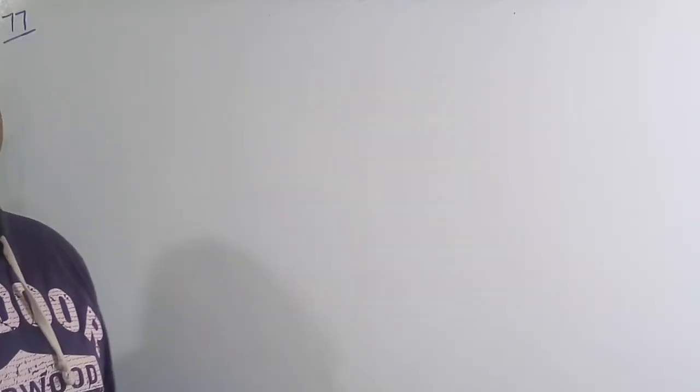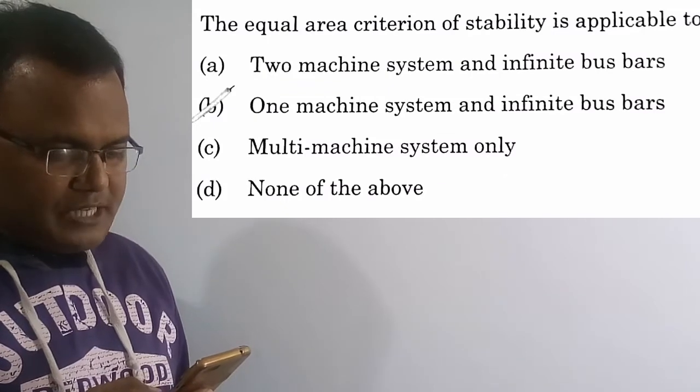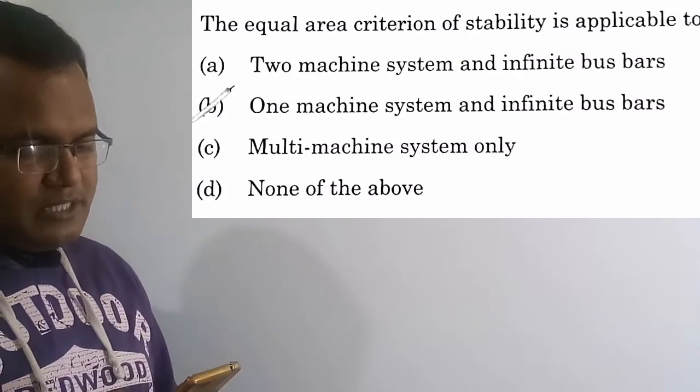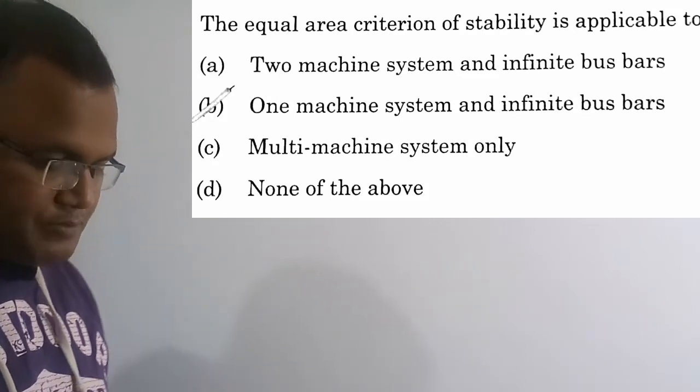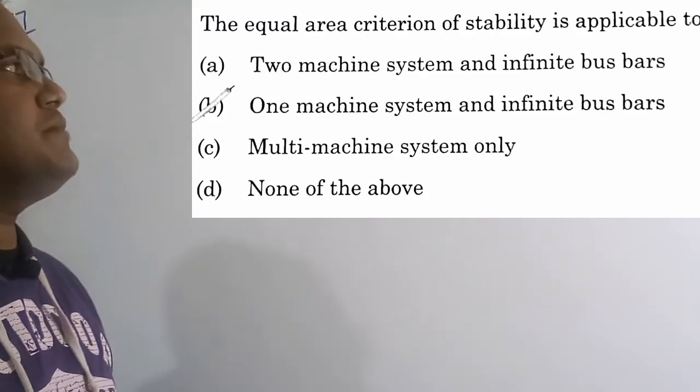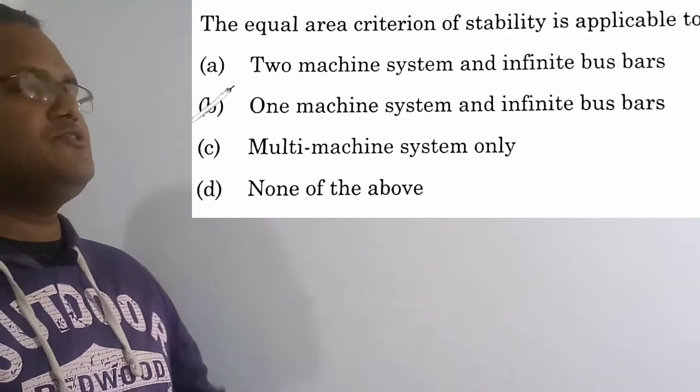So now we are going to solve the 77th question. See the question here. The equal area criteria of stability is applicable to. Out of these four options, option B is the correct solution of this question, which is one machine system and the infinite bus bars. So now we'll discuss the solution.